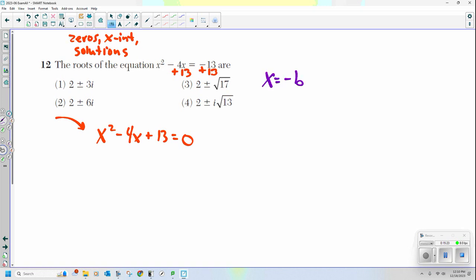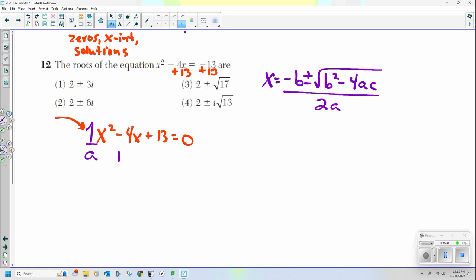x equals negative b plus or minus the square root of b squared minus 4ac, all over 2a. Now, this should be on the reference sheet provided, all right? And what is my a, my b, and my c? My a is 1. My b is negative 4. And my c is 13.